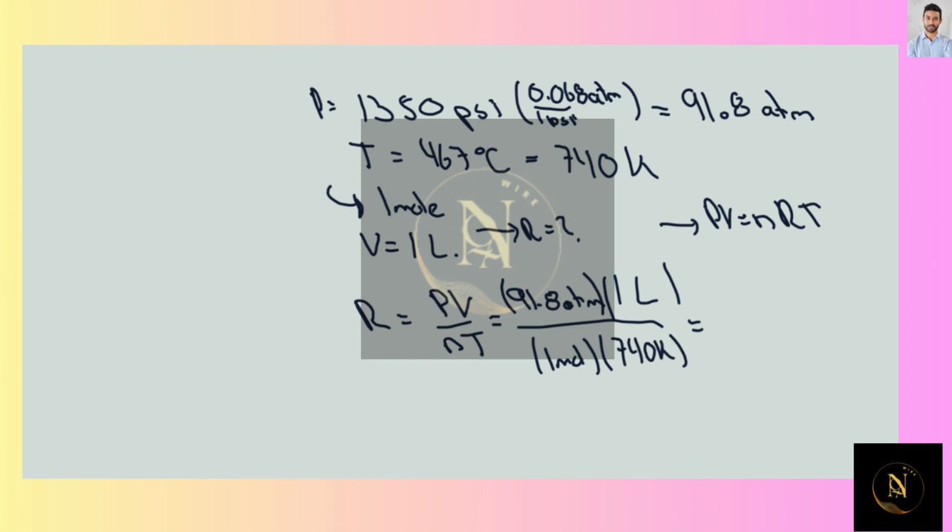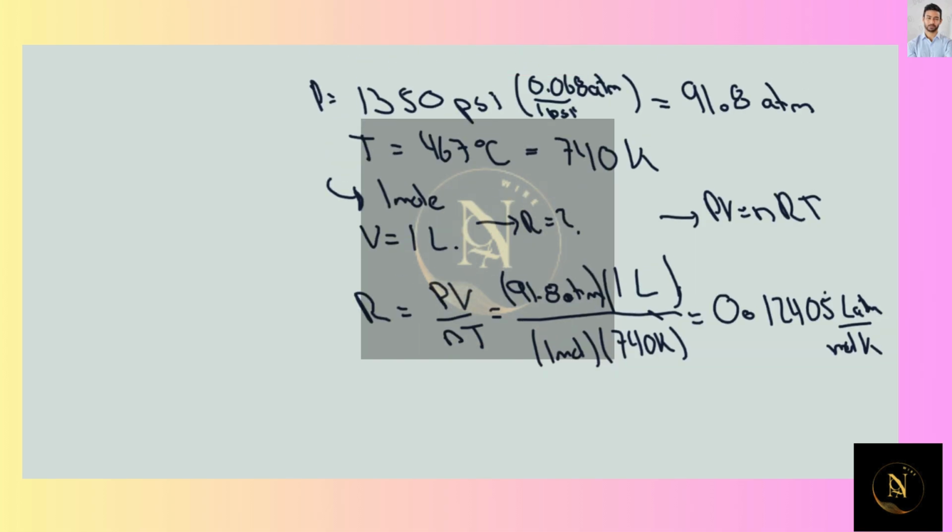Remember that we need to express our units in terms of Kelvin, since this is the thermodynamic temperature. So the value for R on Venus would be equal to 0.12405 liter atmosphere over mole Kelvin. And this would be our value.